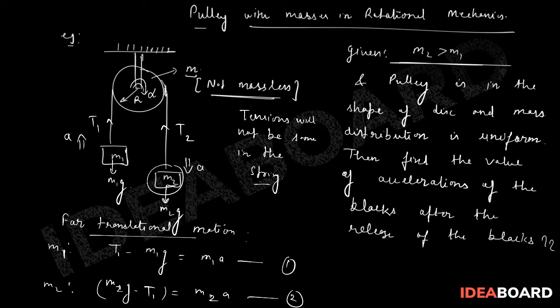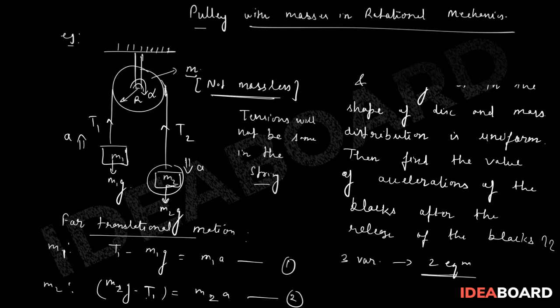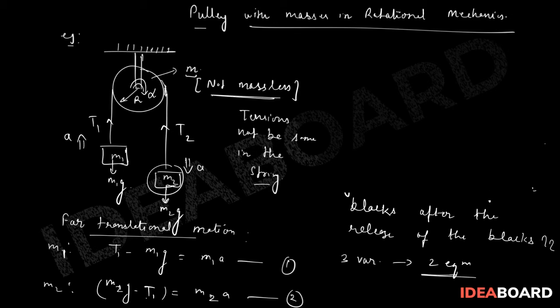Now the problem is that T1, T2 and a are all unknown. That means 3 variables and I have only 2 equations. That means I need another equation to find the solution of this question. So how to do it? For that you have to see the pulley. The pulley is rotating, so I need an equation of torque for rotation.